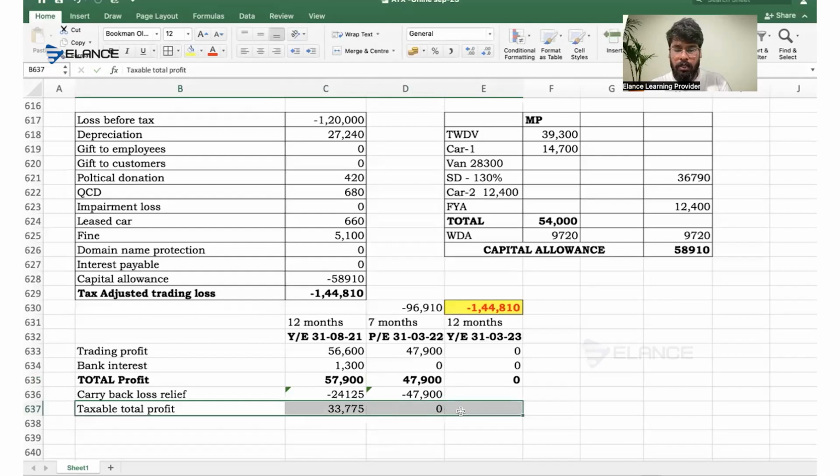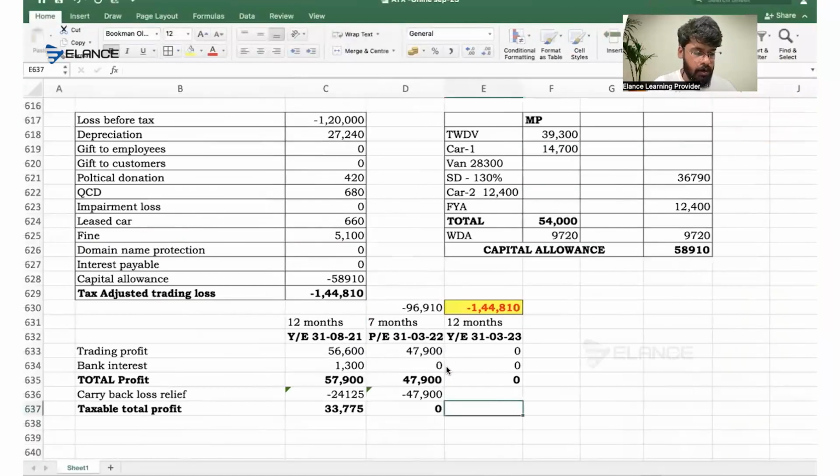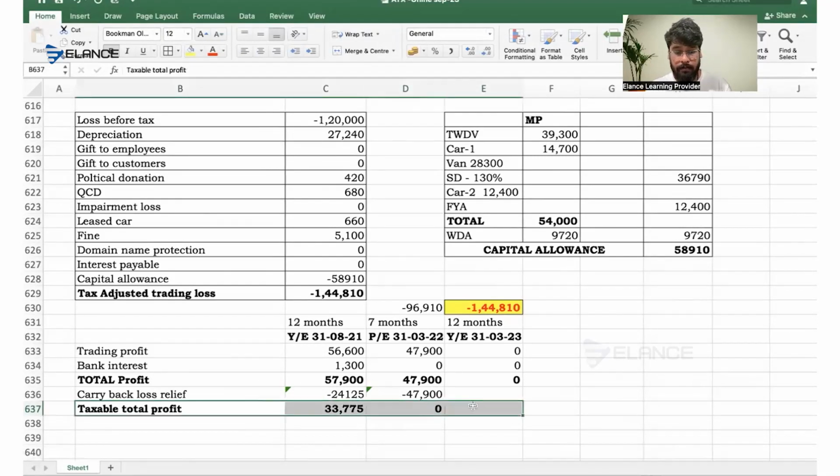So actually now, in the question, we are required to find out taxable total profits. Okay, so we just find out the taxable total profit. Just one more thing.